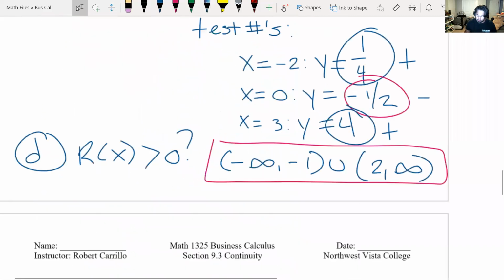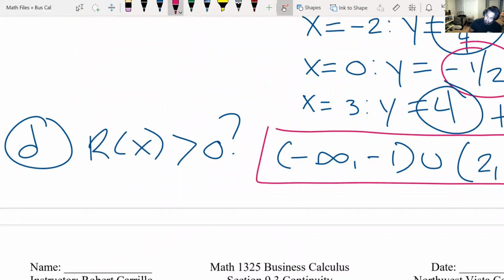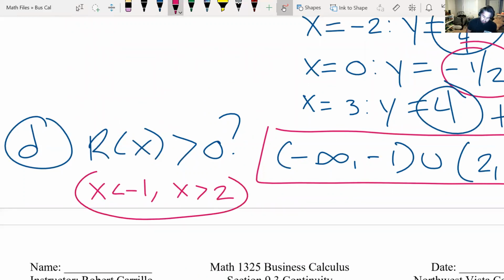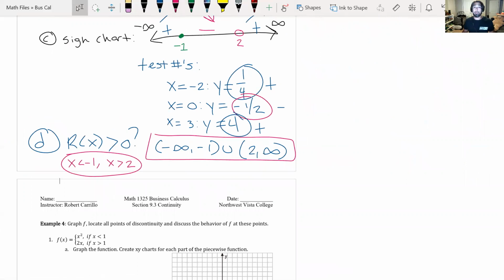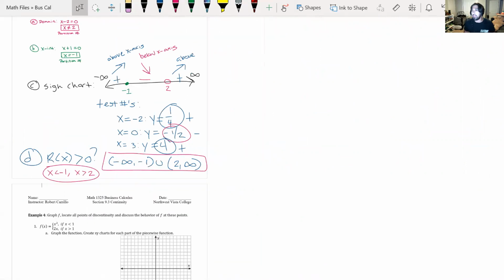Okay. Well, we can have the first one as, we want inequality notation, so it's going to be x less than negative 1 and x greater than 2. And there it is. There's the inequality representation. Okay. Whew. All right, that was a fun one, right? Lots of mathing.